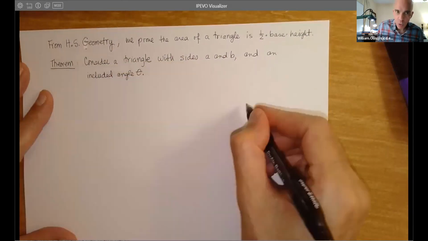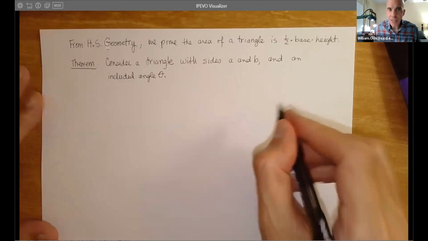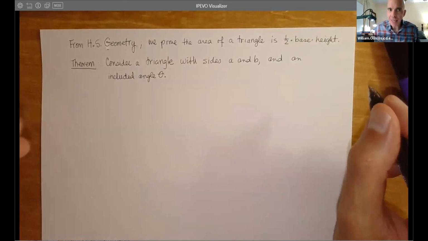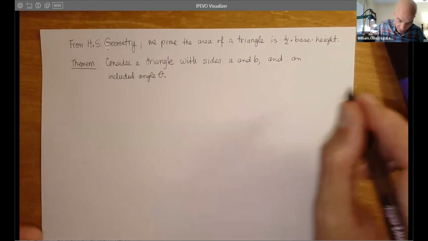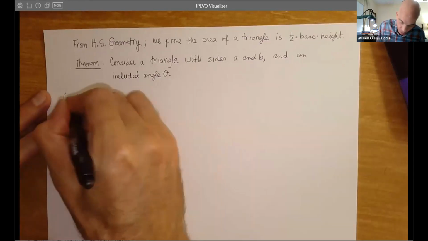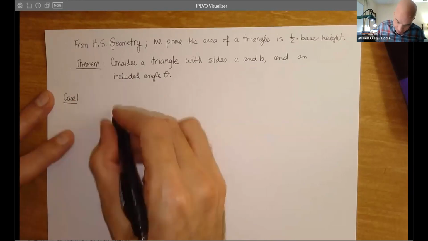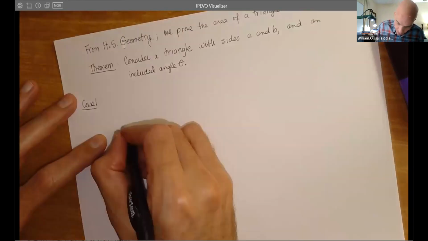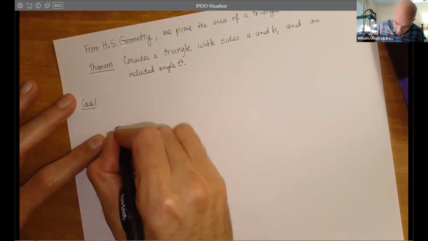So let me just draw one case of this. So we have a triangle with sides A and B and an included angle theta. So this would be like a case one. Let me just give you a description of what this would be. When we say included angle, we mean just that.